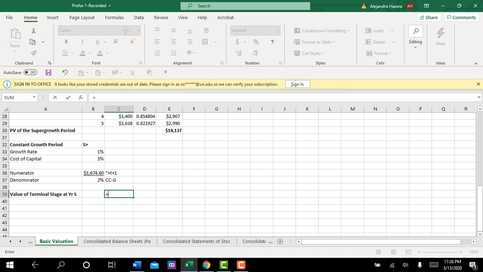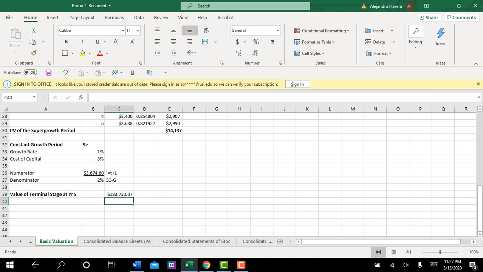Okay, so the value of the terminal stage at the end of year 5 is going to be 3674 divided by 2%, and that's going to give me a rather large number there, or else I don't know how large that number is, but it gives me 183 billion. For Apple, that would be like somebody's daily paycheck or something like that. 183 million is what I should say. And for Apple, that would be probably their petty cash. And so that's the value of the terminal stage at year 5.